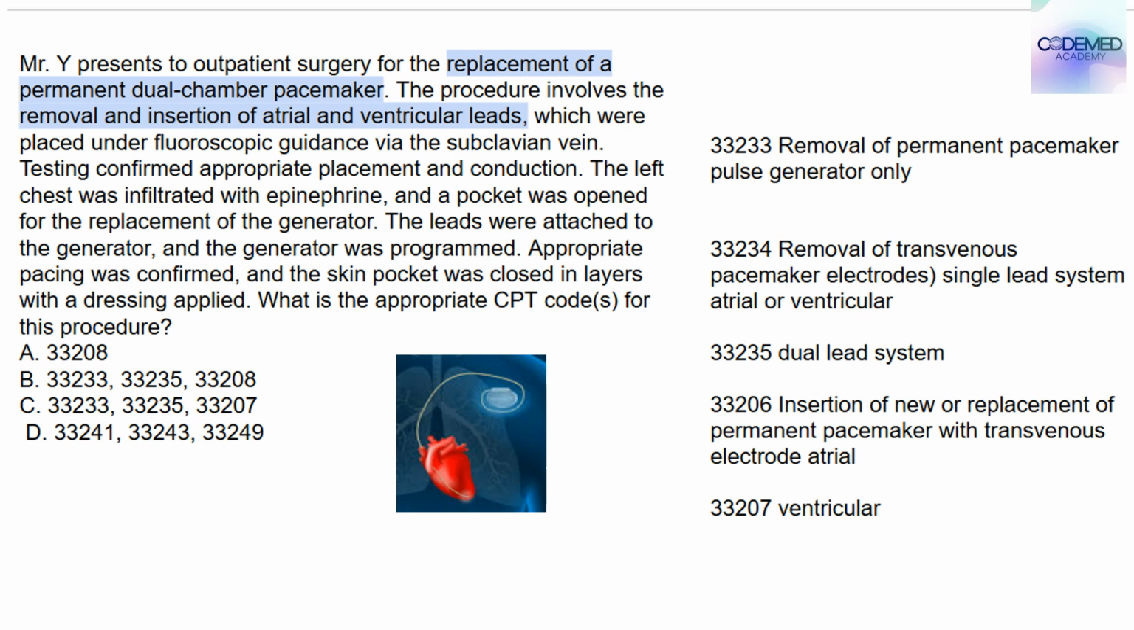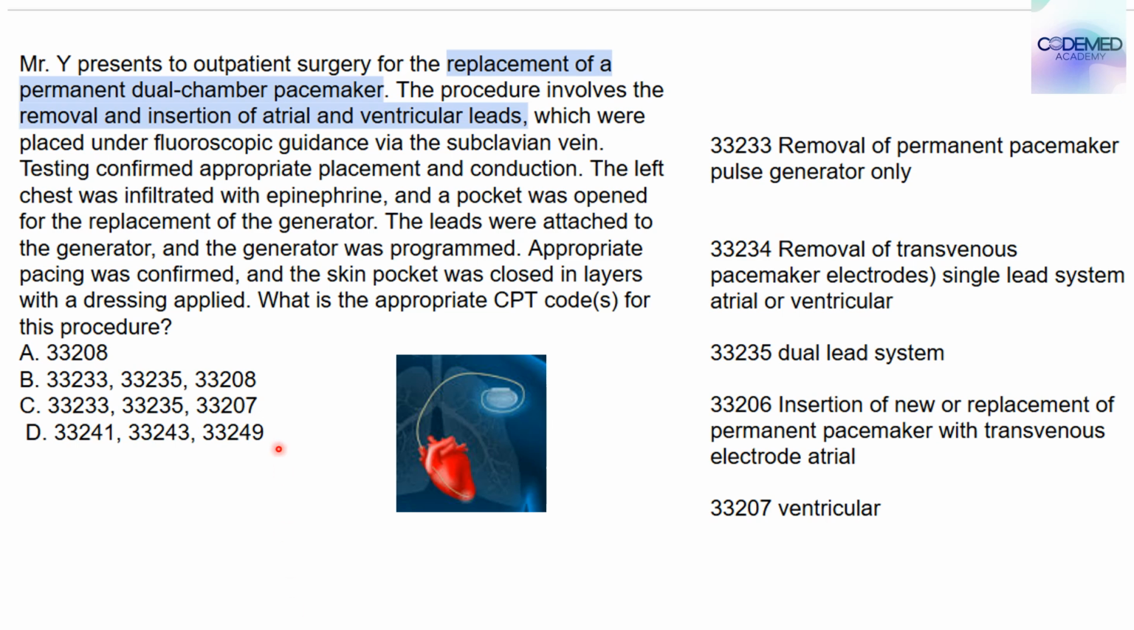So Mr. Yuri presents to the outpatient surgery for the replacement of the permanent dual chamber pacemaker. The procedure involved a removal and insertion of the atrial and ventricular leads, which were placed under fluoroscopic guidance via the subclavian vein. Testing confirmed the appropriate placement and conduction. The left chest was infiltrated with epinephrine and the pocket was opened for the replacement of the generator. The leads were attached to the generator and the generator was programmed. Appropriate pacing was confirmed and the skin pocket was closed in layers with a dressing applied. What are the appropriate CPT codes?